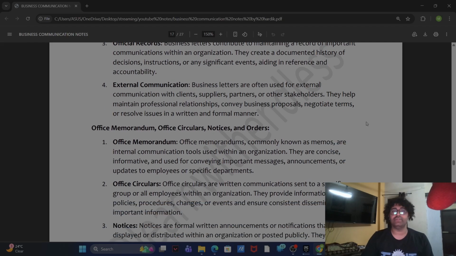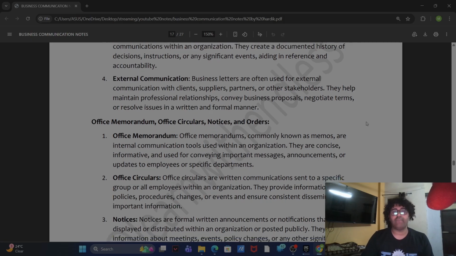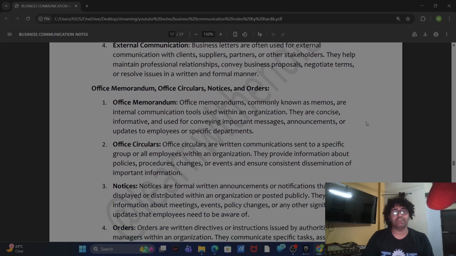External communication: business letters are often used for external communication with clients, suppliers, partners, or other stakeholders. They help maintain professional relationships, convey business proposals, negotiate terms, or resolve issues in a written and formal manner. Next topic: office memorandum, office circulars, notices, and orders.